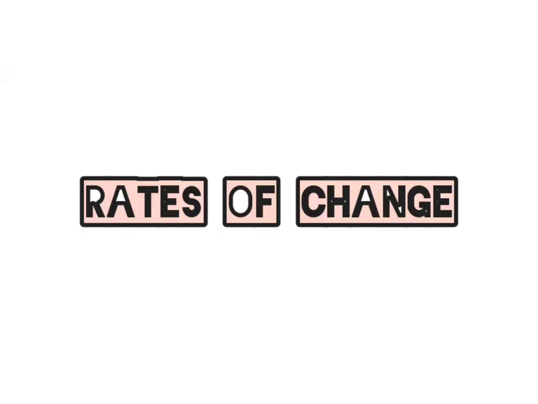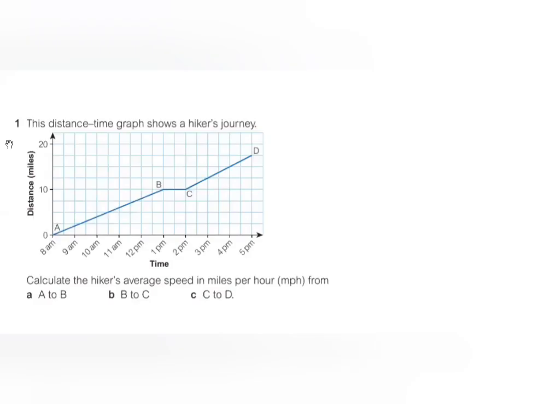In this video, we're going to talk about rates of change. Question 1. The distance time graph shows a hiker's journey. As we can see here, this is the distance on the vertical line and the time on the horizontal line. Now, let's take a look at the questions. Here we have point A to point B and then to C and then to D. Calculate the hiker's average speed in miles per hour from A to B.